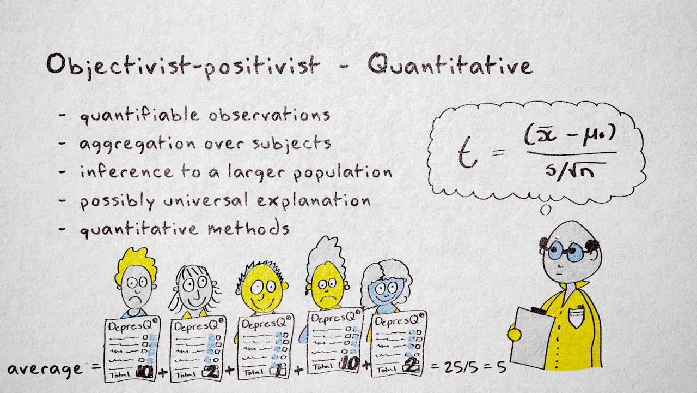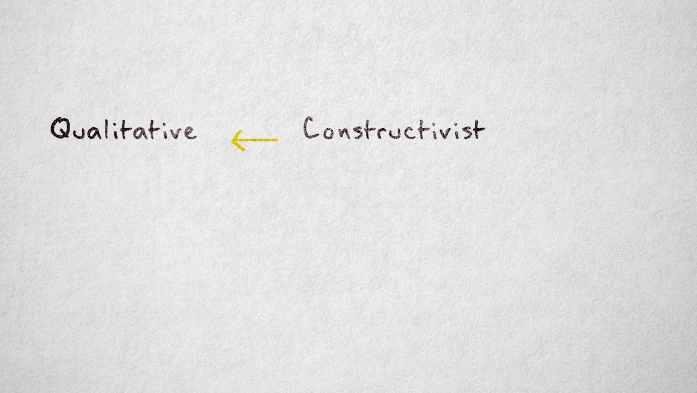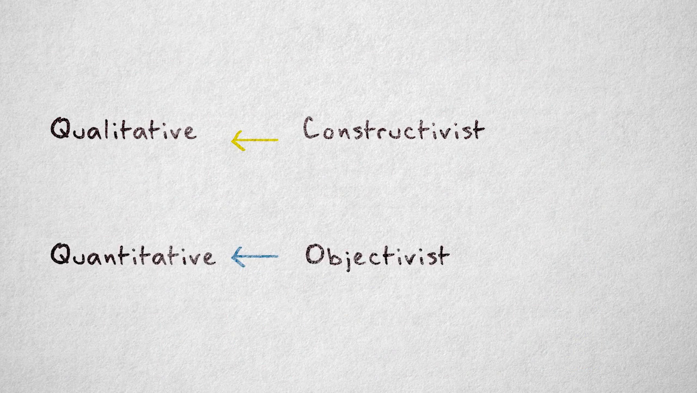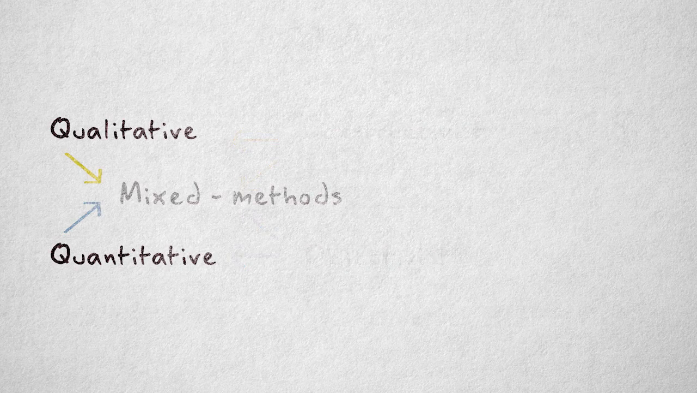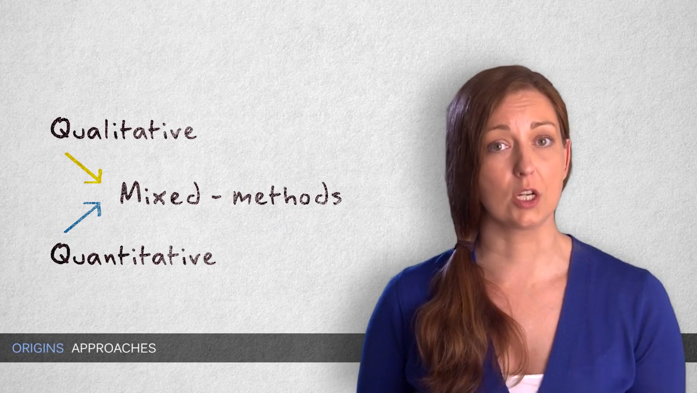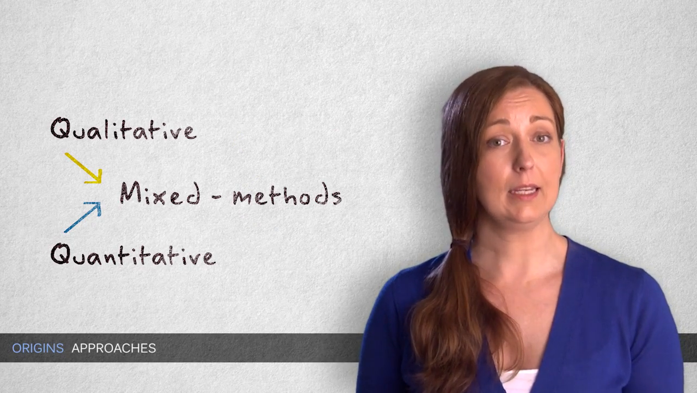Now, although a qualitative approach is usually associated with a constructivist view of science and a quantitative approach with an objectivist view, there is no reason to limit ourselves to only qualitative or only quantitative methods. Both approaches have their advantages and drawbacks. For some research questions, a qualitative approach is better. In other cases, a quantitative approach is more appropriate. In fact, a mixed method approach, where both methods are used to complement each other, is steadily gaining popularity.